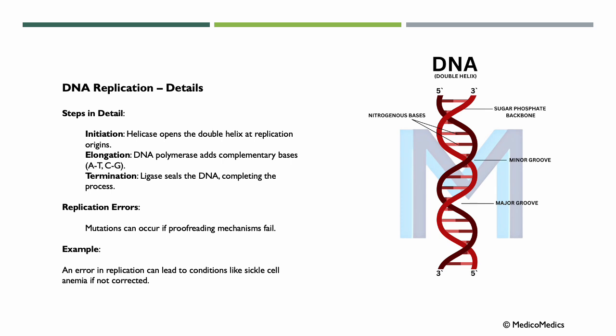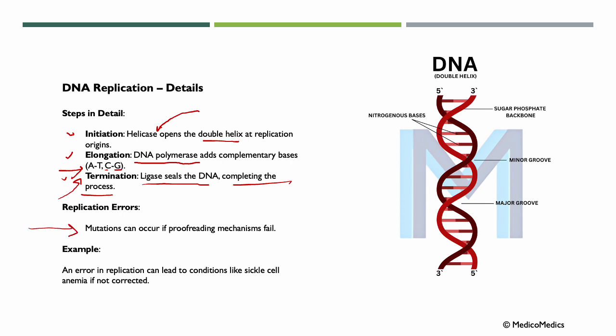Now, the steps in detail. So we have the terms initiation, elongation, and termination. During initiation, helicase opens the double helix at replication origins. During elongation, DNA polymerase adds complementary bases, A-T, so adenine and thymine, C-G, cytosine and guanine. And then towards termination, ligase seals the DNA, completing the process.